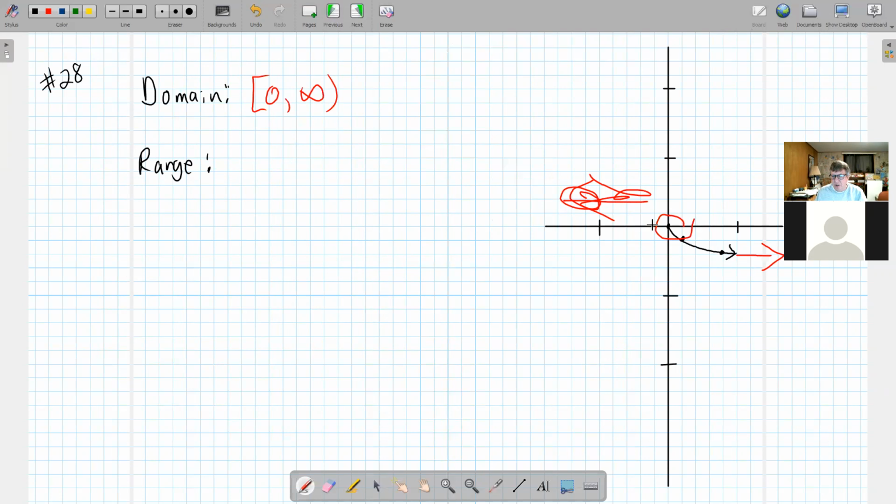The range, this thing's going down, and as it goes over, it only goes up to 0. So the range would be from negative infinity up to and including 0. Question there. Okay.